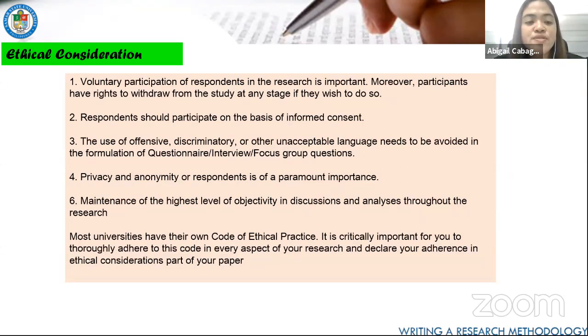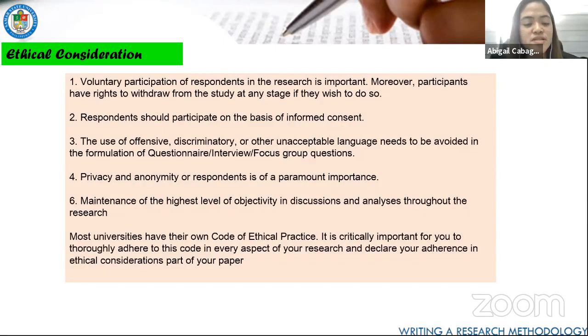And then you also need to maintain the highest level of objectivity in the discussion and the analysis throughout the research, especially in qualitative research, which is very subjective. Sometimes you really cannot help but inject your idea. But it depends. If you make use of transcendental phenomenology, then you must practice reflexivity, or bracketing. But if you make use of hermeneutic phenomenology, then you can be part of the research. So you are not just the researcher, but also a co-participant in the study.